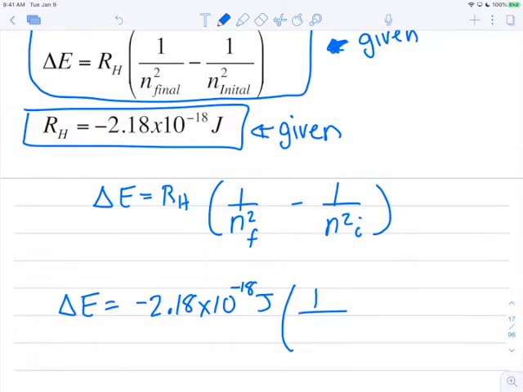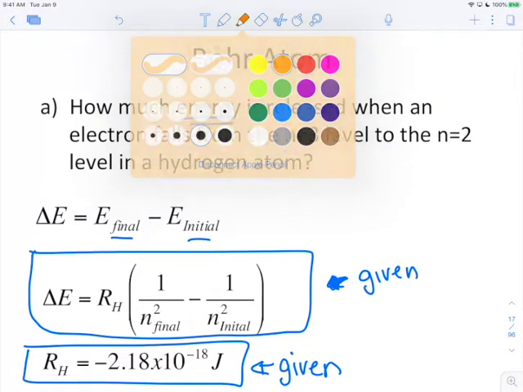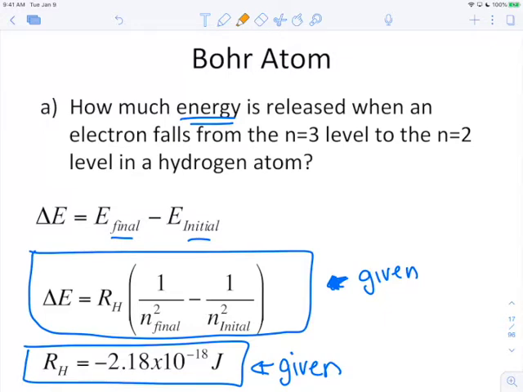Now I have 1 over my n final squared. So let's take a look and see what our final energy level is. It fell from the third energy level to the second. So the second one right here is going to be our final, because that's where we're falling to. And the third energy level will be initial. Because we're falling down, we started at a higher energy level and we're falling down to a lower energy level. With this equation, you're always going to be going down, so you're always starting higher and going down to a lower level.